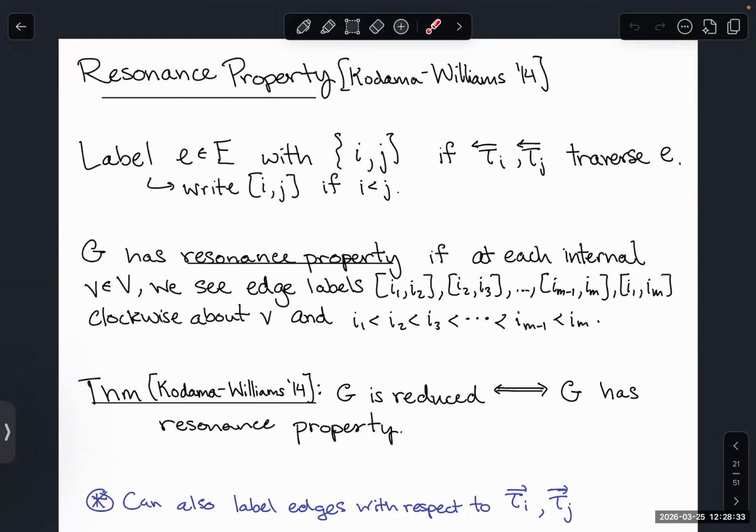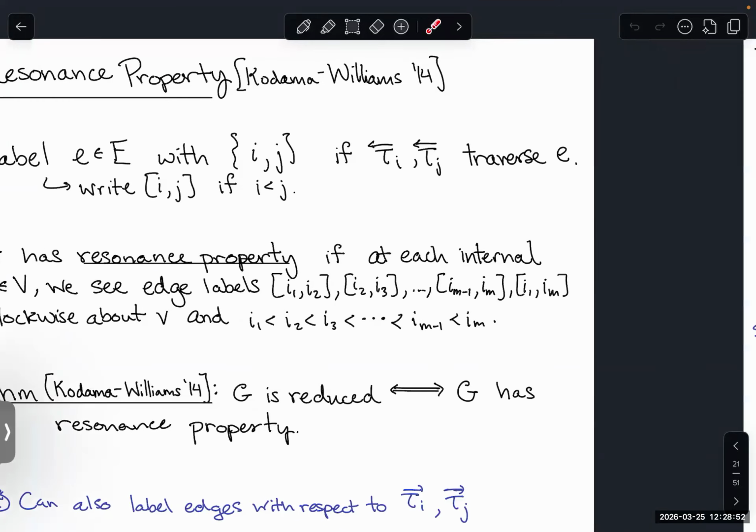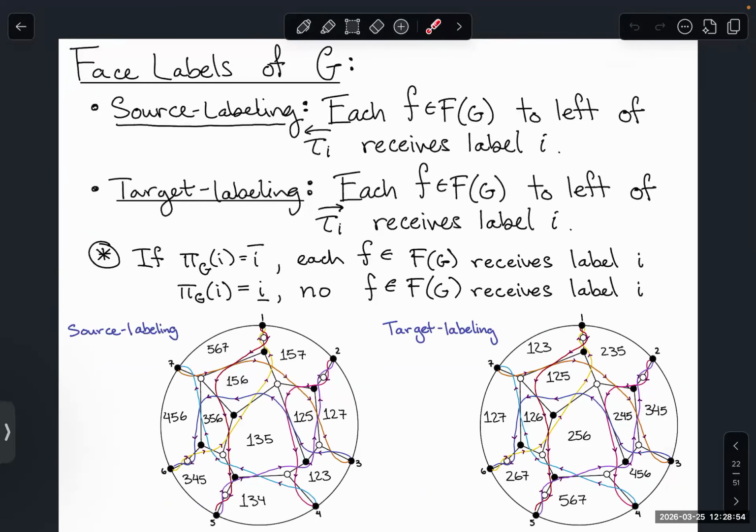This is one of those things where we also can label the edges of the graph with respect to where the strands are ending. I gave it in the original definition, but there's no harm in looking at where our strands end and labeling edges in that way as well. We'll see an example of this come up in just a sec.